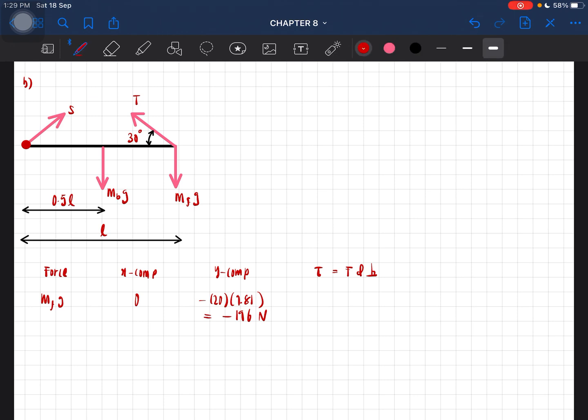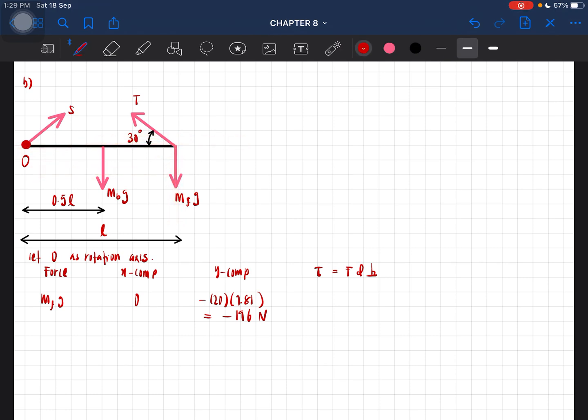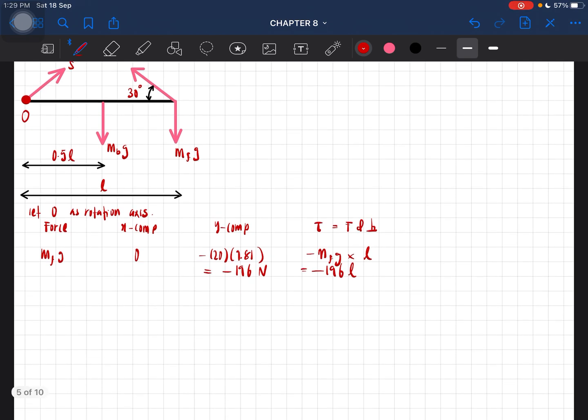Okay, nasib belum continue yang lain. Okay, so this is point O. So that is the let O as rotation axis. Okay, so sekarang ni kita buat balik bahagian torque. So untuk distance yang ini, F darab dengan distance perpendicular, which is this one lah, so this is L. So dia akan jadi negative MFG darab dengan L, so negative 196 L jawapan dia. Okay, now we can use MBG pula, continue.